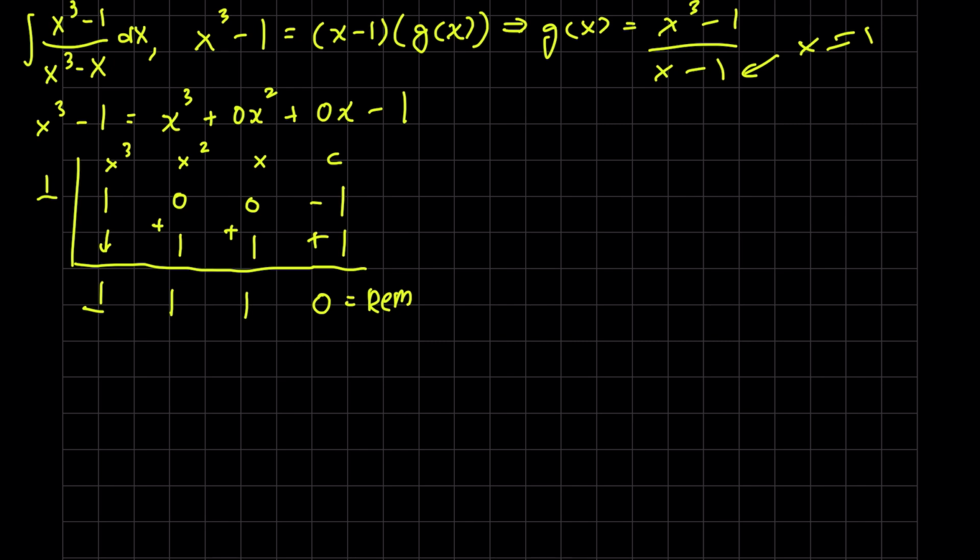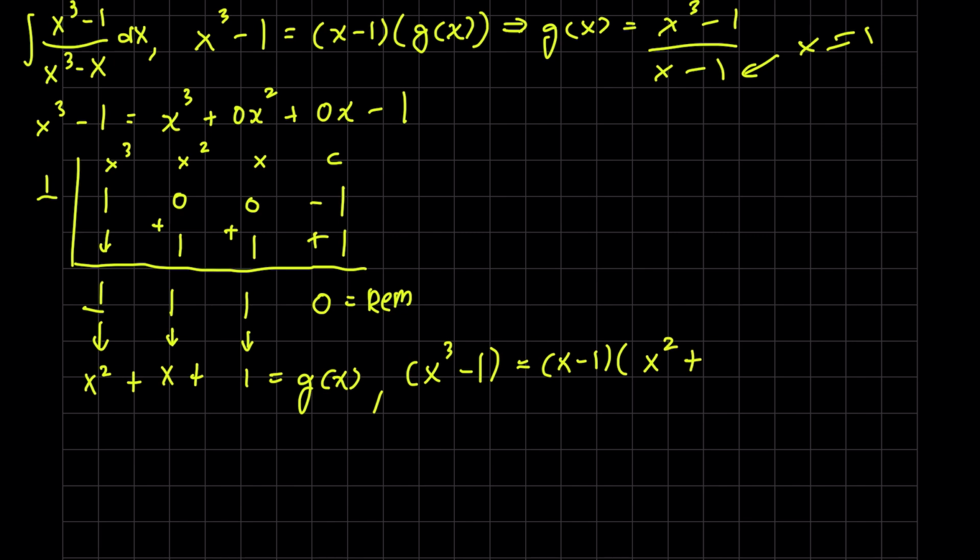And so what we do is we have a 1, 1, 1, and here this 1 corresponds to x³, so we're going to reduce the power to x². Same thing for here, x² will reduce to x, and x will reduce to 1. Now we add these terms, and this is actually our g(x) term. So x³ − 1 factors into (x − 1) times (x² + x + 1). So now we're ready to do our integral.